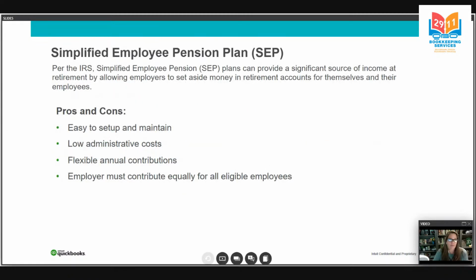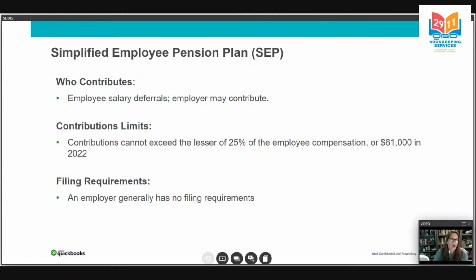The SEP plan, this provides income at retirement by allowing employers to set aside money in retirement accounts for themselves and their employees. Again, there's pros and cons to each one of these. I can't stress enough, talk to somebody who is an expert about all of these retirement plans. For a SEP, the employee is going to do salary deferrals. The employer may contribute or may not. They're not required to. And then contributions cannot exceed the lesser of 25% of the employee compensation or $61,000 for the year 2022. And there's generally no filing requirements for the employer.